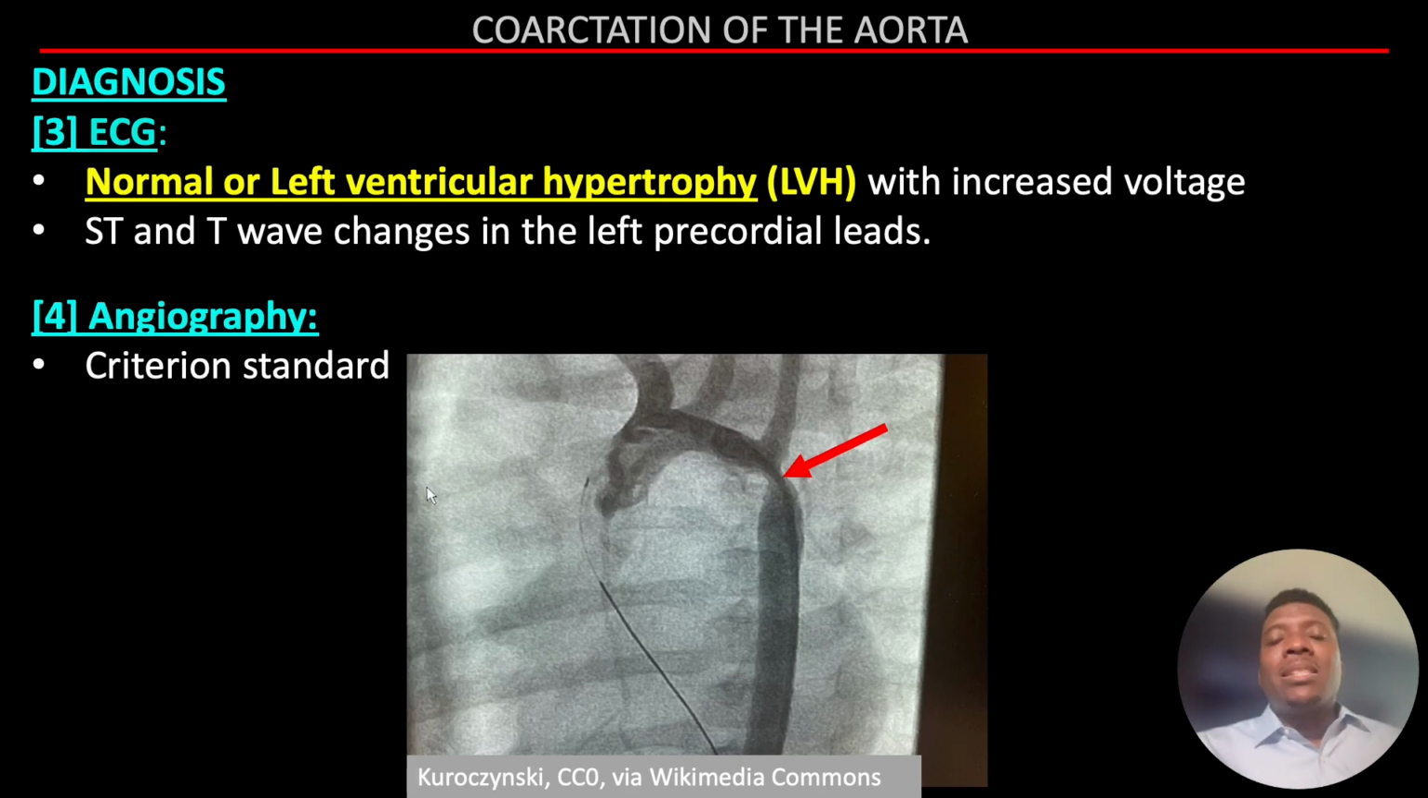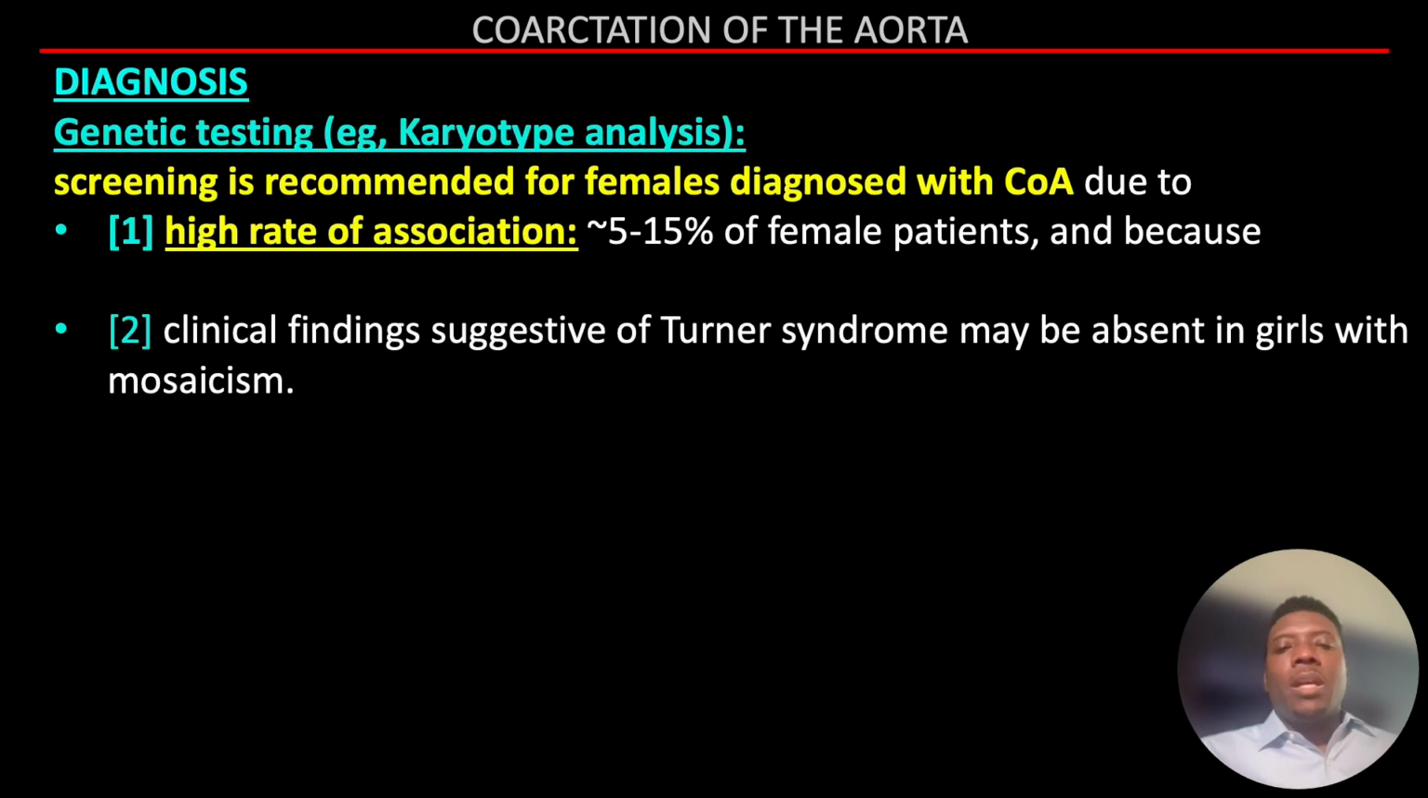Angiography is the criterion standard. However, it is not used often just because it is very invasive, and we often get a lot of information from the echocardiogram, which is non-invasive. In females with coarctation of the aorta, genetic testing via karyotype analysis is often performed to rule out Turner syndrome due to the high association of coarctation with Turner syndrome, and also because not all females with Turner syndrome will have the classic findings on examination due to mosaicism.